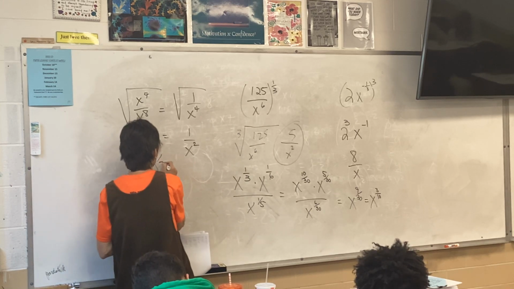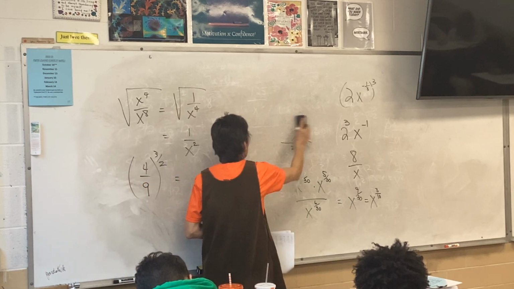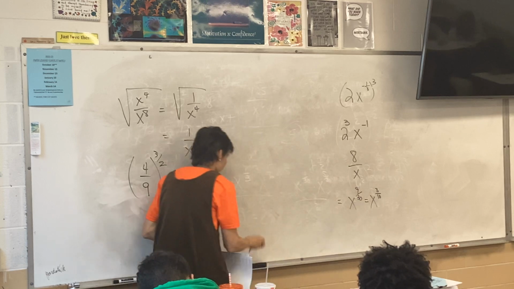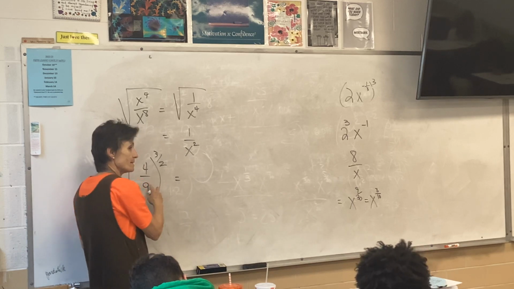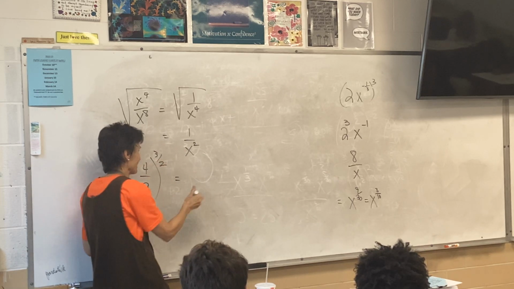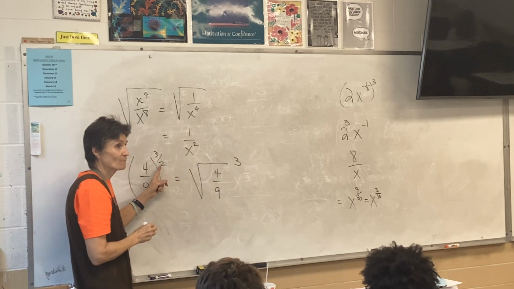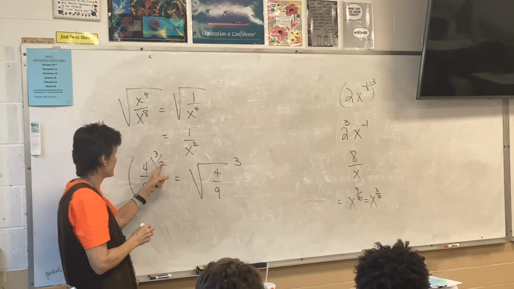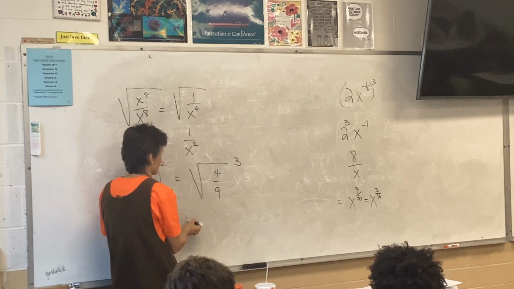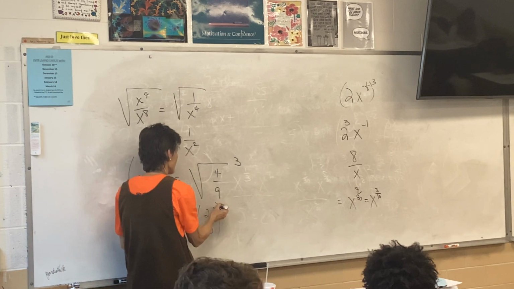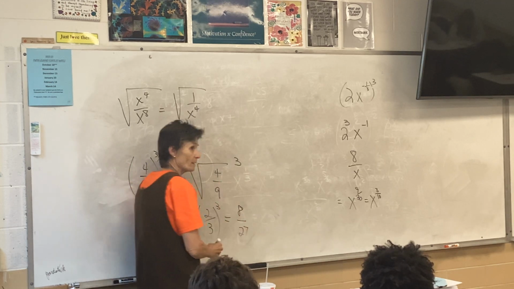Four ninths to the 3 halves. I don't know about you, but my brain does not really comprehend fractional exponents. As I was writing this down, I was immediately thinking the square root of 4 ninths cubed. Were you thinking that way? This means the square root, cubed. So what's the square root of 4 ninths? 2 over 3. And then I'm going to cube it, so I'm going to get 8 over 27.